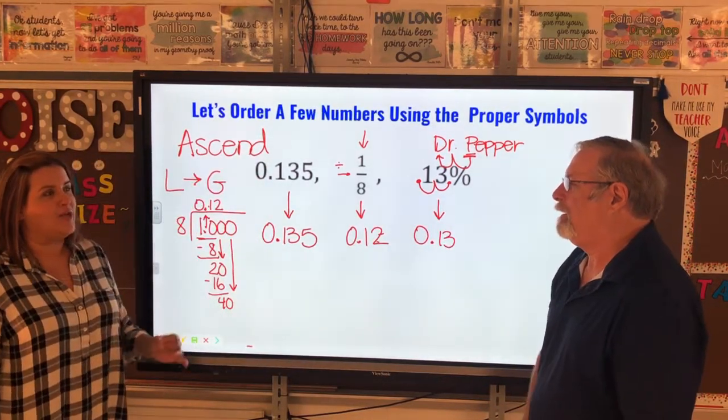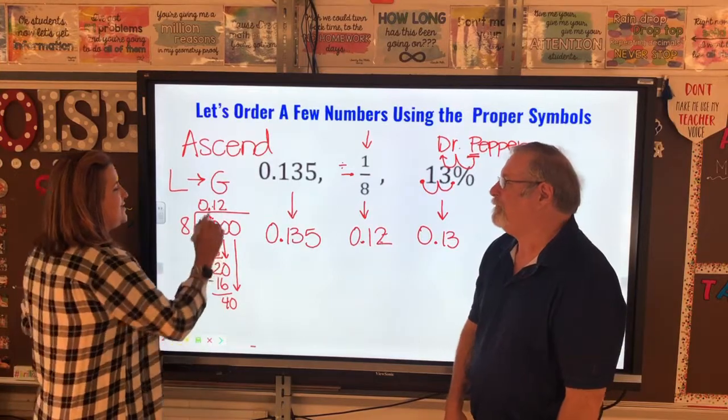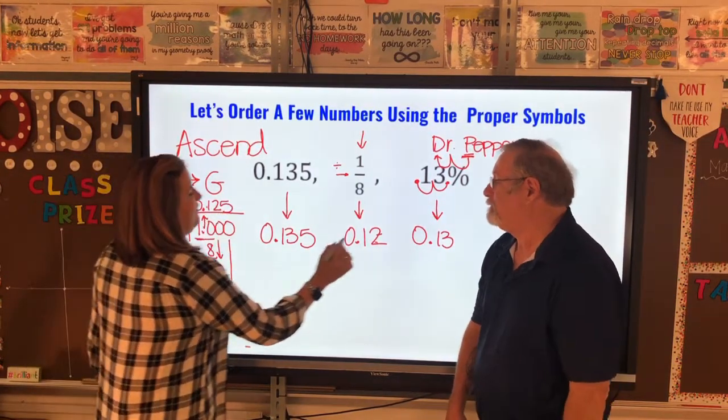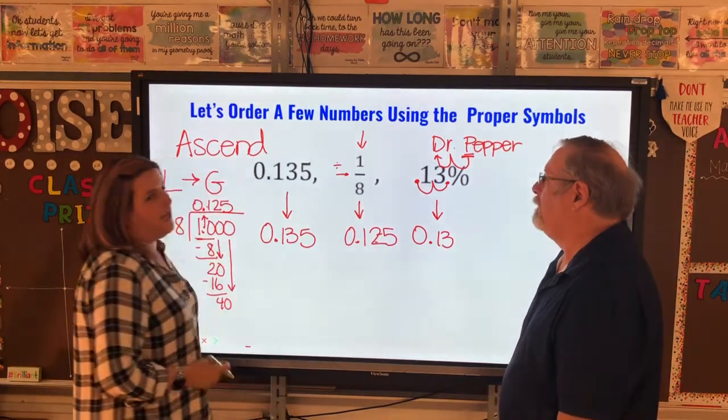But why don't you go ahead and show them how to go to the third? We are being good mathematical students. We would take it to thousands place. How many groups of 8 are in 40? 5. So then I could really stop.